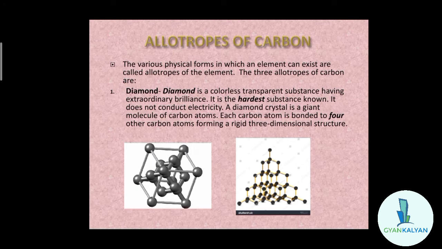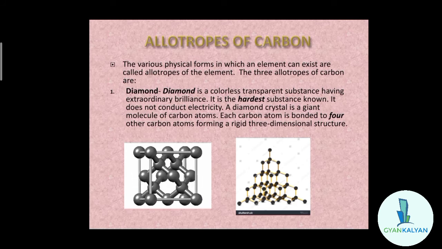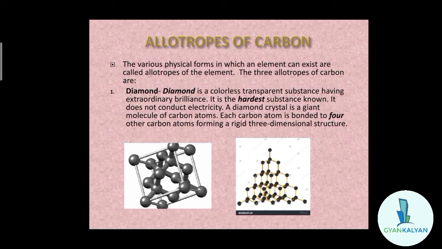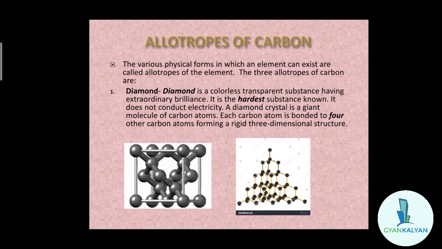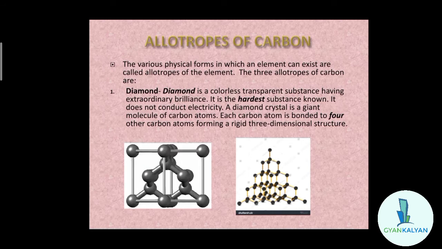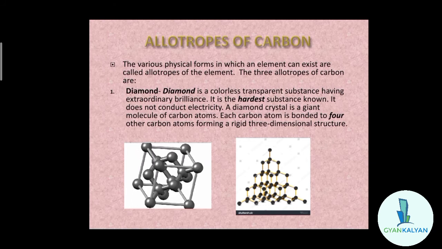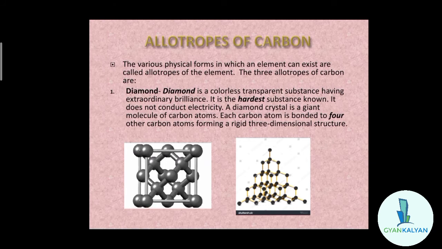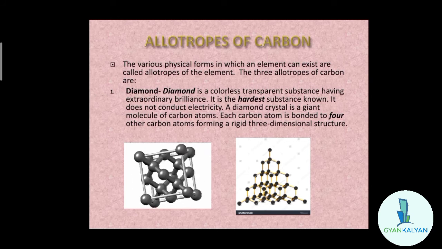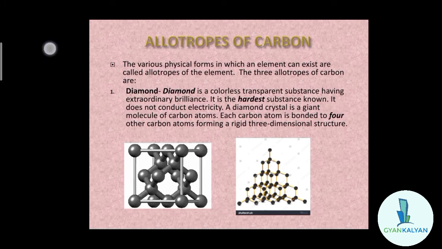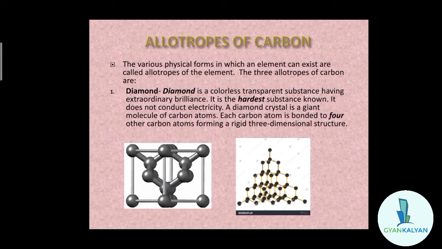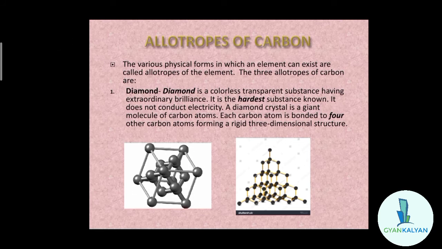Why? Because the carbon atoms are attached. One carbon atom is attached to another 4 carbon atoms, so no free electrons are present. Okay, the carbon is bonded with another 4 carbon, and all the 4 valence electrons of the carbon are used to form the bond, so no free electrons are left over there, so the carbon cannot conduct electricity. So that is the reason why diamond is a non-conductor of electricity.